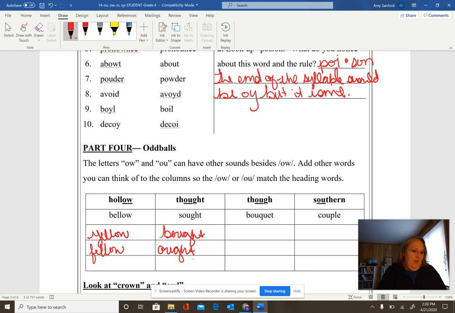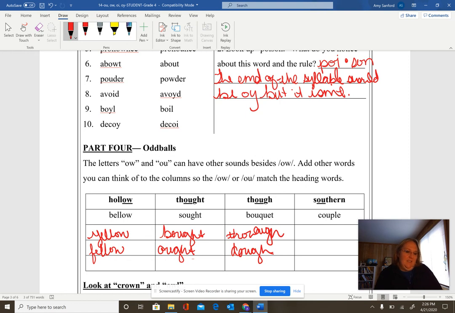We have though, or though as in bouquet. So another word we have is thorough. This one I always misspell. It's T-H-O-R-O-U-G-H. There we go. Another word is dough, bread dough. Have you made any bread dough lately? Dough. And then you can come up with another one down there.